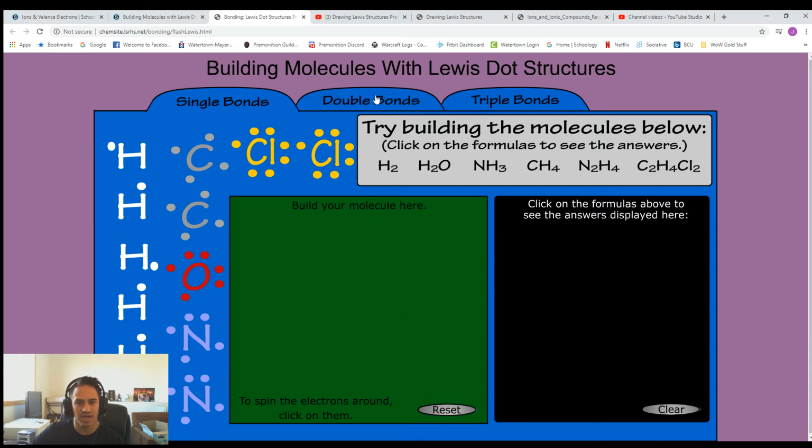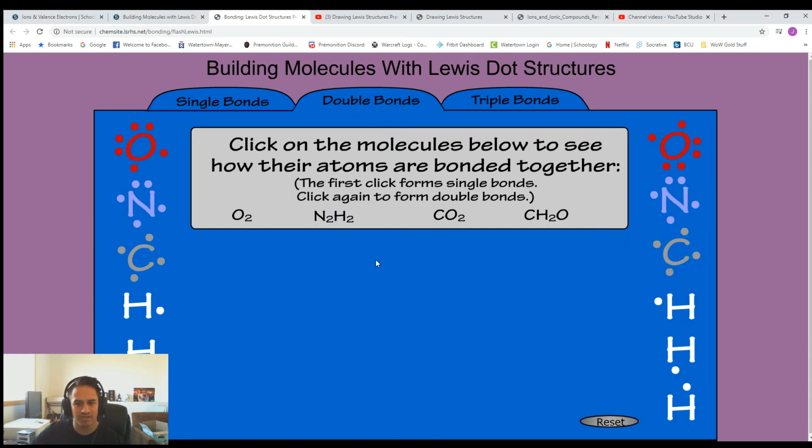We can reset. Up at the top here, if you click on double bonds, it'll bring you to a page with some more molecules. It's just that these ones have double bonds in them. So let's take a look at doing one of them. Let's do O2, just to begin with. I don't want to do all the hard ones for you. I want to leave those ones for you to do. But let's grab in an oxygen.